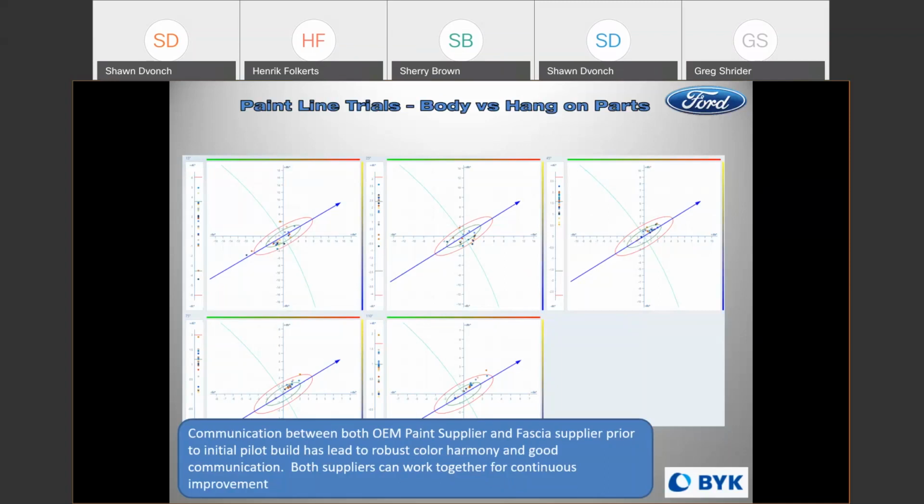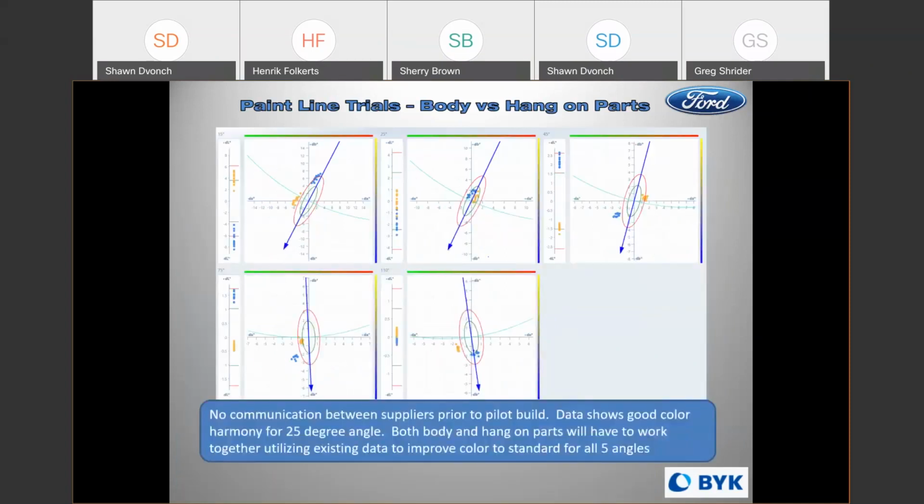And we came in here, and this is pretty much the first shots of fascias and the first shots of the body lined up. And you can see, if I go back to somewhere where we didn't like it, you can see the spread of that data of something that we would not consider good.